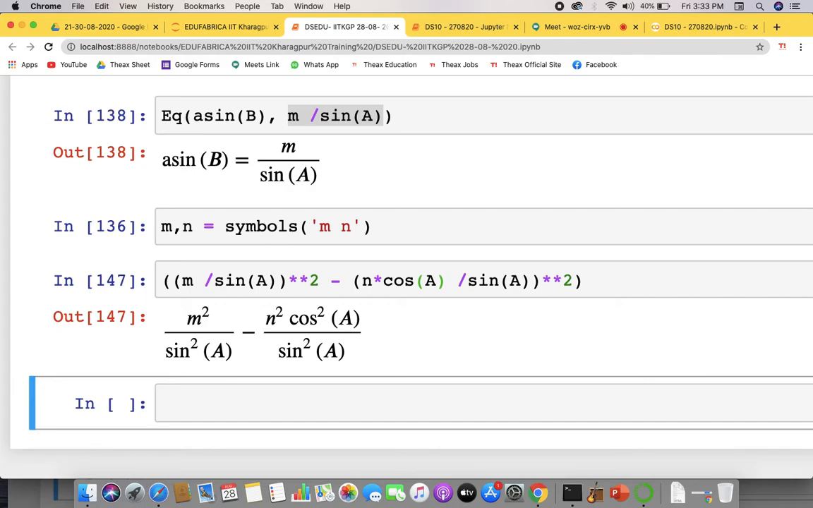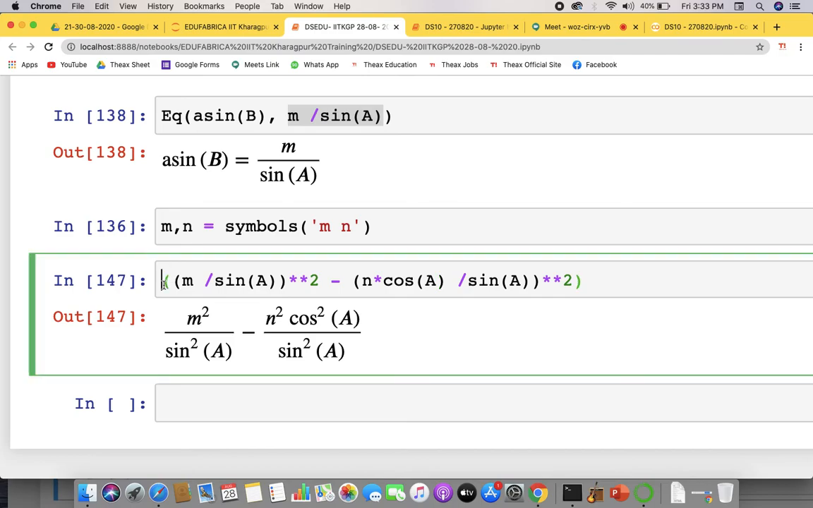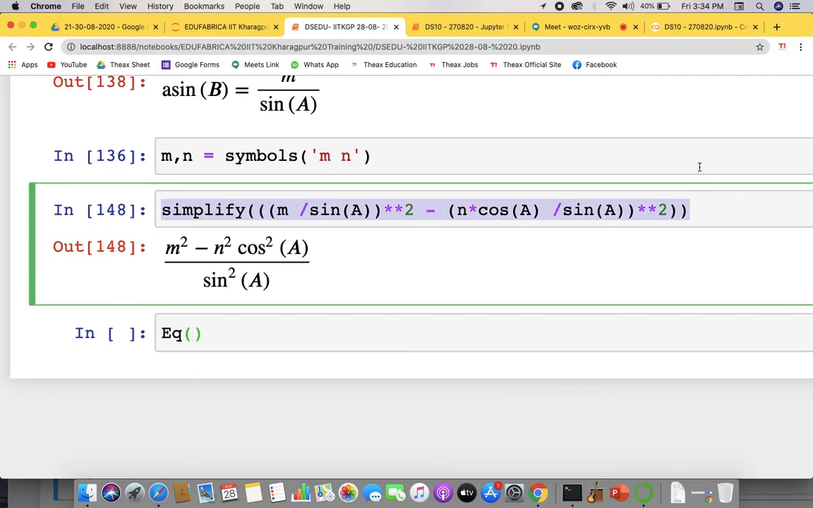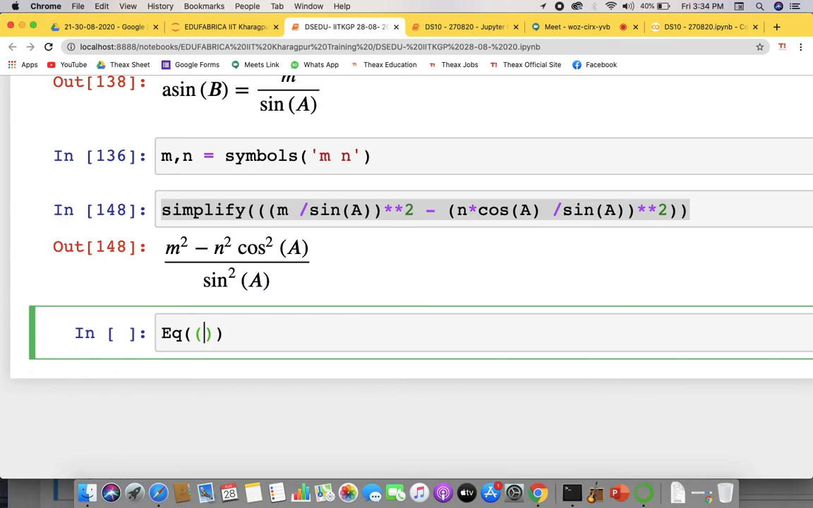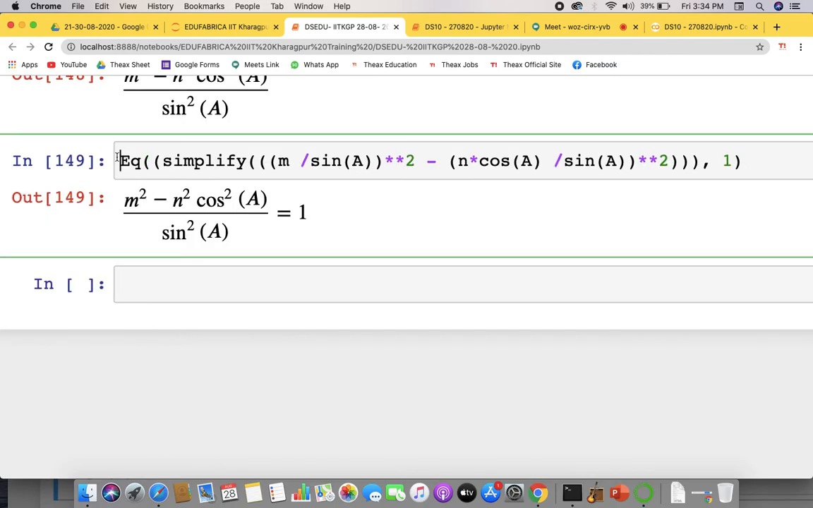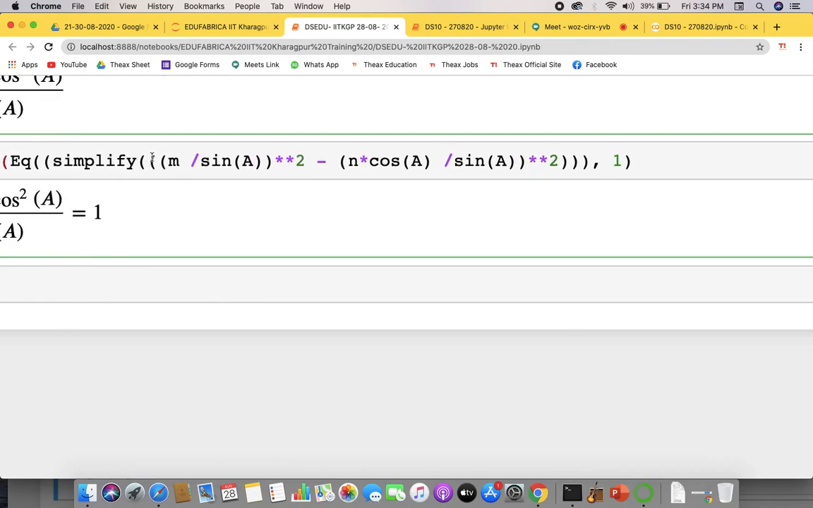And from here we can just now say, if we are going to simplify this, this would form the equation that is m square minus n square cos square a by sine square a. And this is equals to 1. So if this is equals to 1, then the equation forms as equals to 1. So this is the equation, and we are going to simplify this.